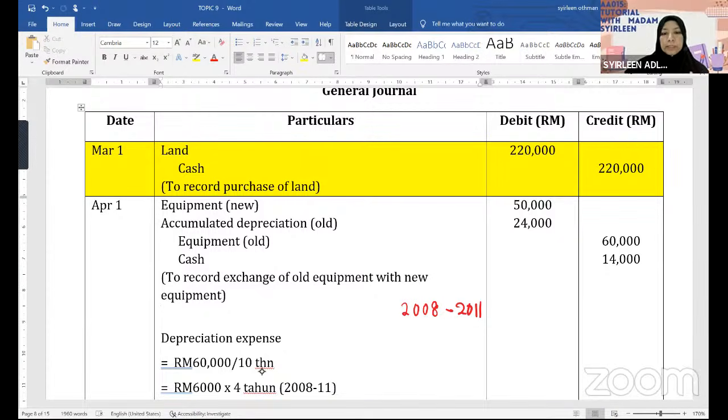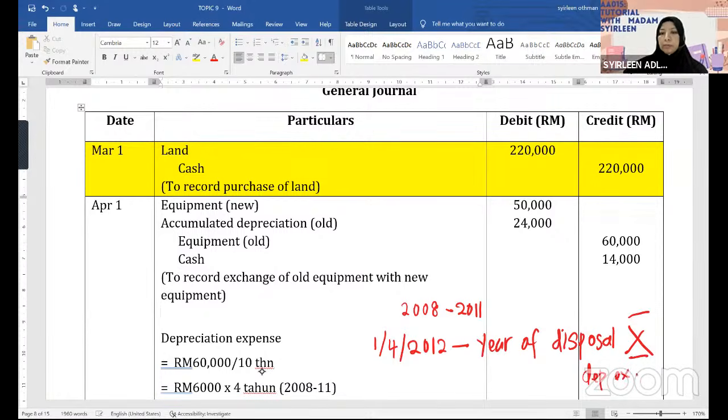Okay, saya dispose aset ni 1 April 2012. Okay, this is called year of disposal. So bila kita buat yearly basis, on year of disposal, tidak ada sebarang depreciation expense. So that means kita kira ini saja. So tidak ada journal untuk catat tahun semasa. Sebab kita dah catat dah semasa kita tutup account 2011. So bila kita hanya kira accumulated depreciation for 4 years, that means you can show this just using calculations. Tak perlu tunjuk dengan journal.